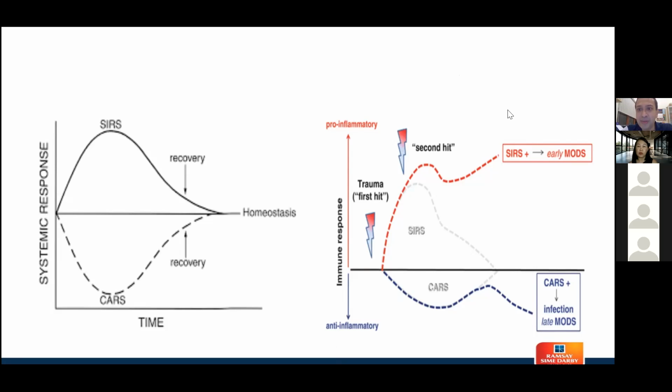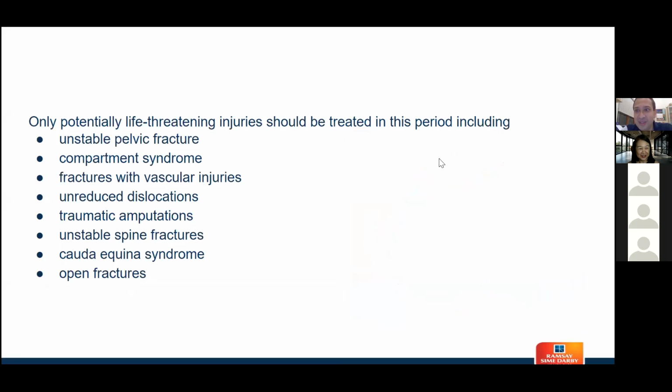Yeah, so these are polytrauma patients, but this is a concept that has started to gain popularity from 2000 onwards. If you're sitting for masters, they like to ask this question as well. Whoever's doing orthopedic masters. All right. So what are the potentially life-threatening injuries that should be treated during this period?